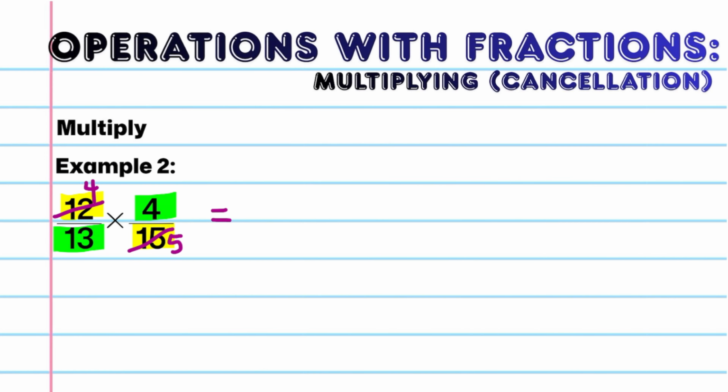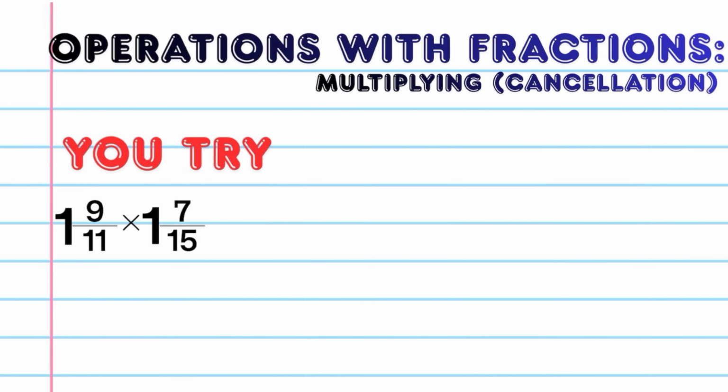4 times 4 is 16. And then we have 13 times 5. That's going to give us 65. And that is our answer. Now I want you to try one. I want you to pause the video, work through this problem. Once you finish, I want you to come back to the video to check your answers. So go ahead and pause the video.